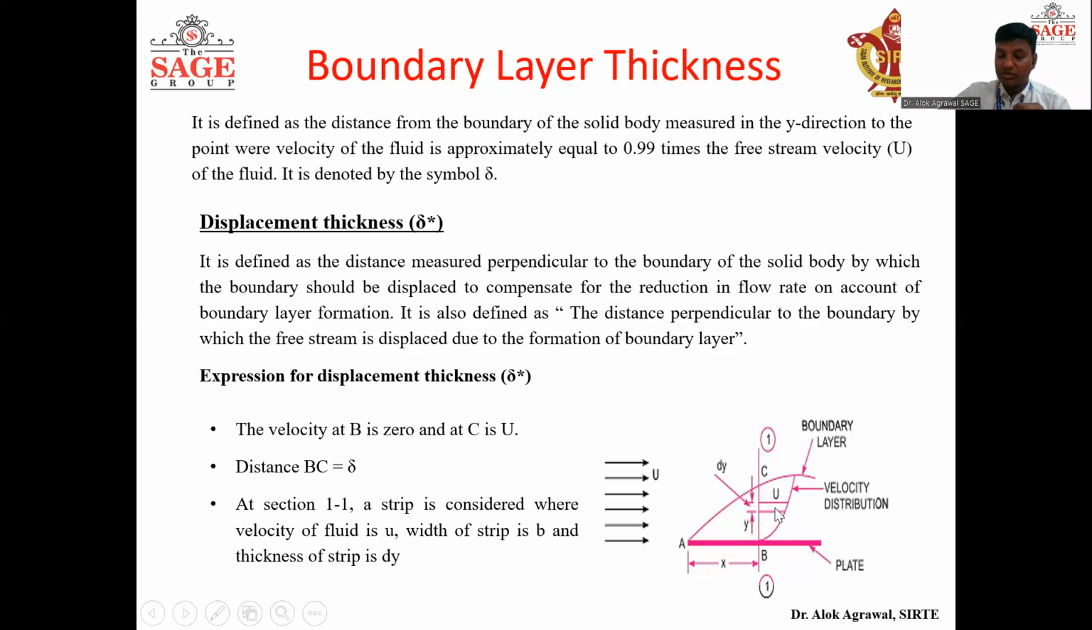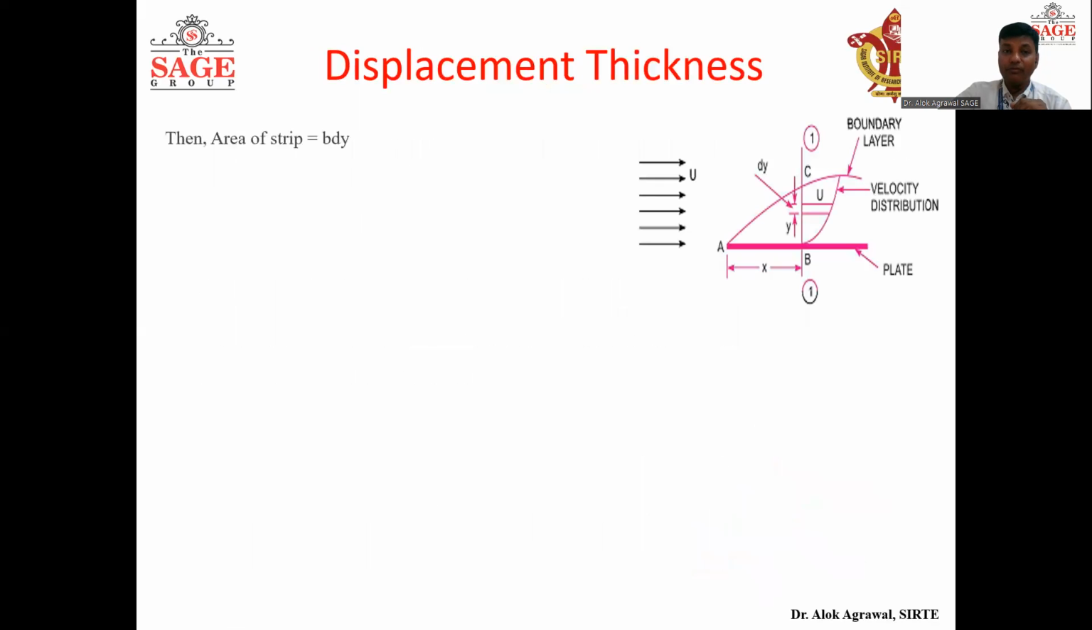So we have considered a strip of width b, this length is b, thickness is dy, located at a distance y from point B in the perpendicular direction. So let's start then. Now the area of the strip will become dy thickness into width b, that is b into dy. So the mass of fluid passing through this strip will be density into velocity into area.